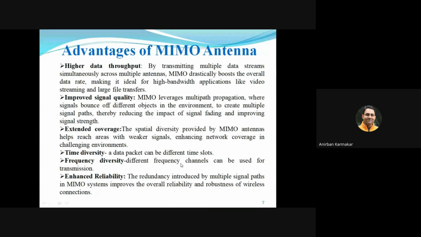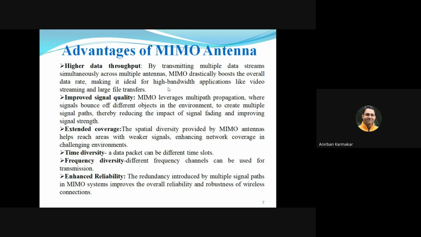Okay, so now here we will discuss some advantages of MIMO antennas. It has higher data throughput by transmitting multiple data streams simultaneously across multiple antennas. MIMO drastically boosts the overall data rate, making it ideal for high bandwidth applications like video streaming and large file transfers. It has improved signal quality also.